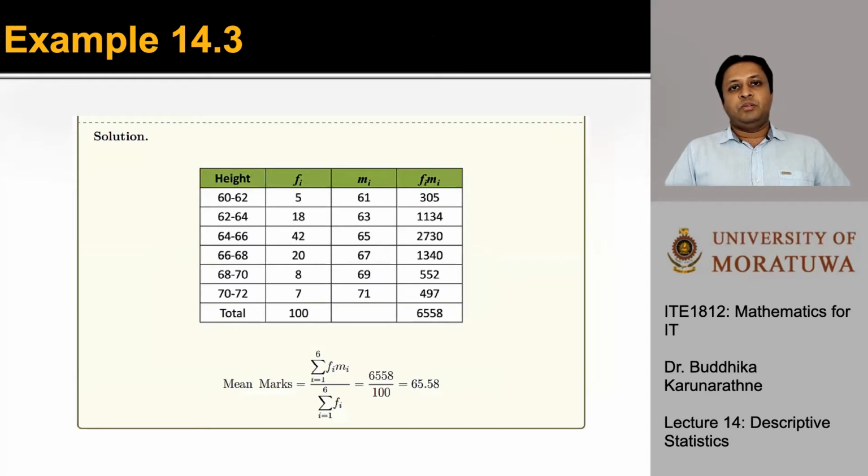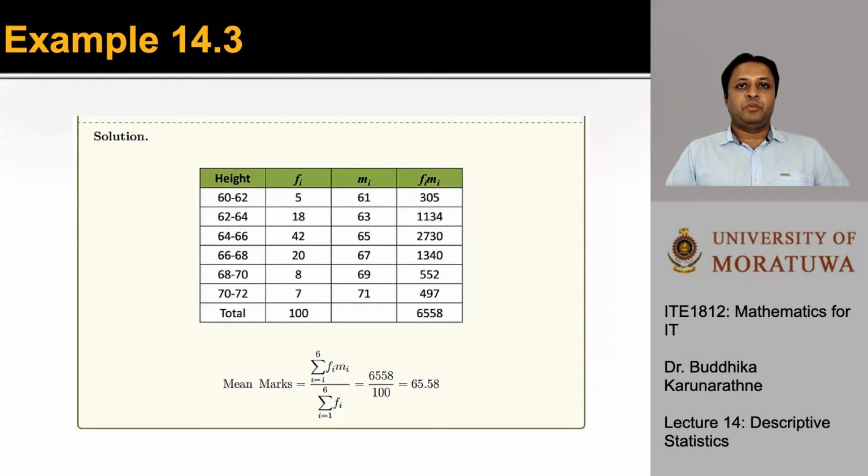So now you are required to calculate the mean. And so how do you approach this? You need to have the midpoint. The MI value represents the midpoint of each class. So for class number one, which is height 60 to 62, the midpoint is 61. And you multiply the midpoint by the frequency. So 61 times 5 is 305.